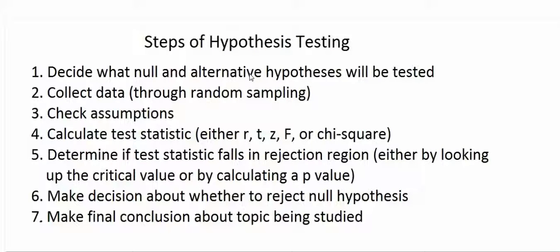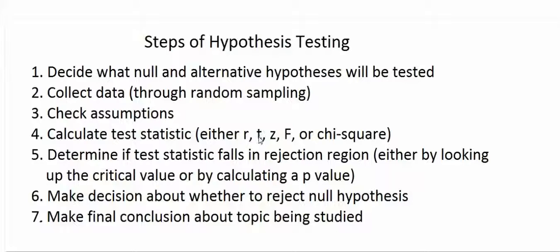These are the steps of hypothesis testing that we talked about in class. Anytime a person is doing a hypothesis test, the person will go through these same 7 steps. Once the person gets to step 4, the person has to decide what type of formula should be used to calculate the test statistic, because there are different formulas that could be used.